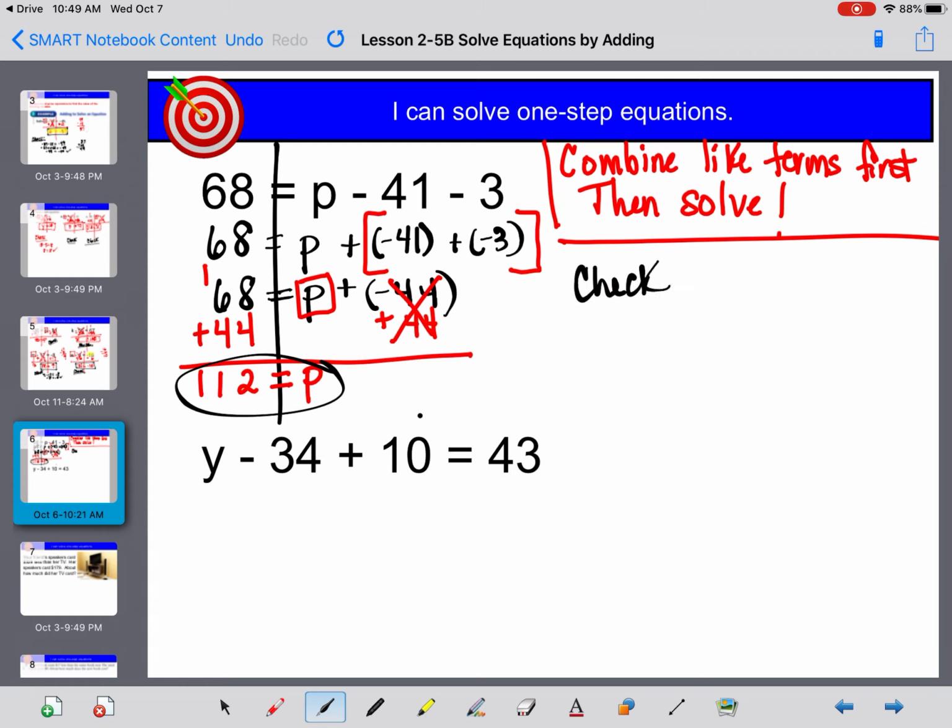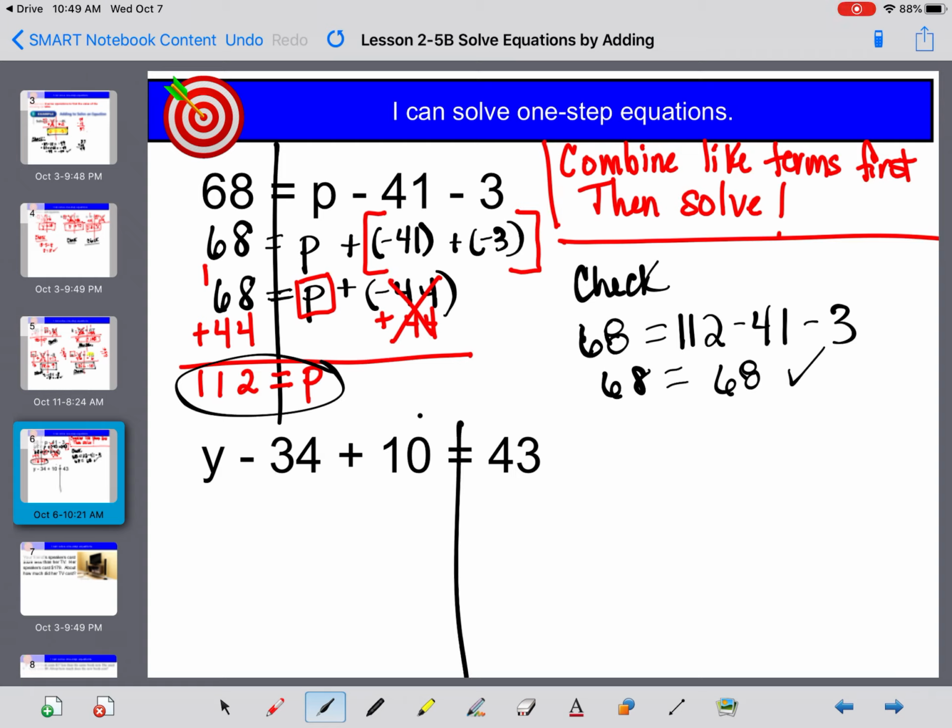Then I check my work. To check it, I say 68 equals 112 minus 41 minus 3. And when I do 112 minus 41 minus 3, I do get 68. Okay, next problem. I see I have to combine some like terms again because I don't have a variable and one number. So I need to simplify and then solve.